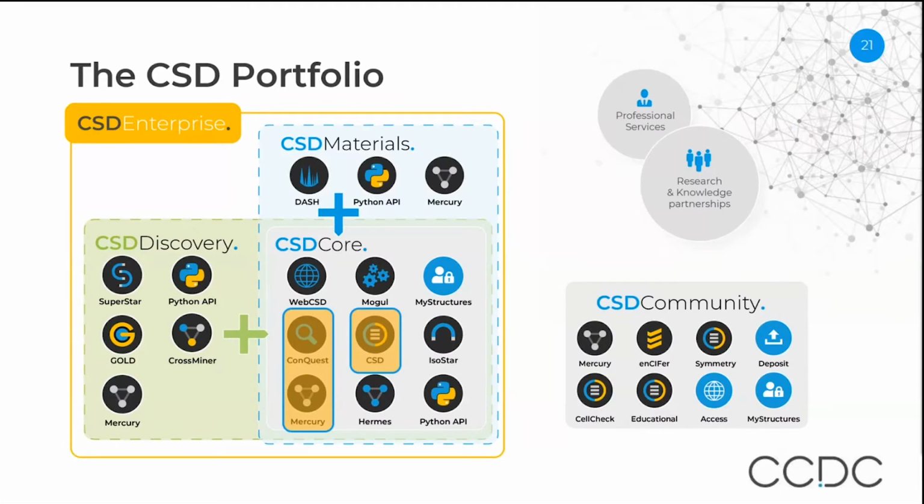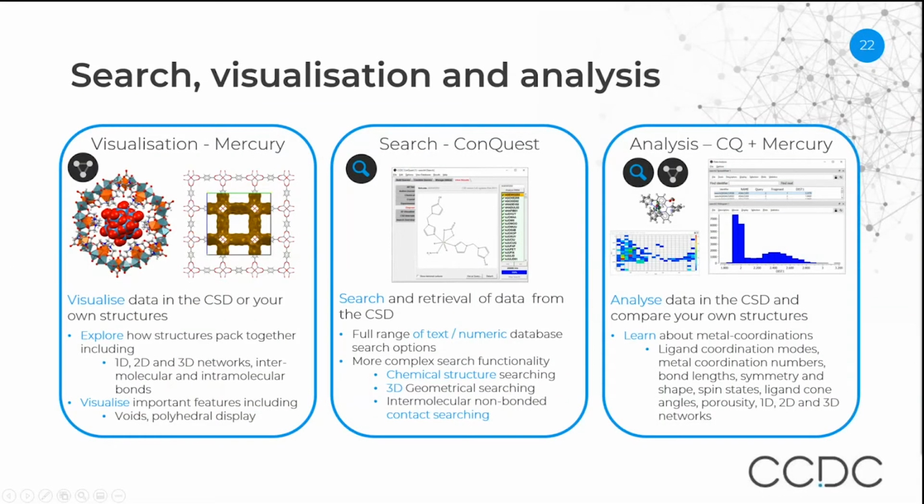So while you're filling that in, we are now going to look at what tools we can use to explore metal organic structures. And our show one part will be using the CSD Core suite of software and data. In particular, we'll be showing how to visualize structures with Mercury, how to search for structures using ConQuest, and how to analyze our structures using a combination of ConQuest and Mercury. So we're going to start by looking at Mercury, which helps us understand how structures pack together, what 1D, 2D and 3D networks exist, and helps us to visualize important features, including things like voids or polyhedra display.